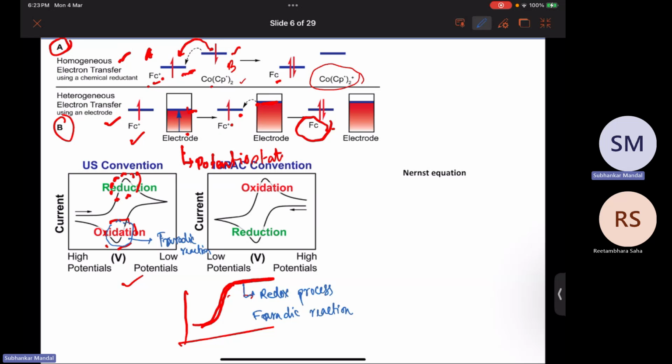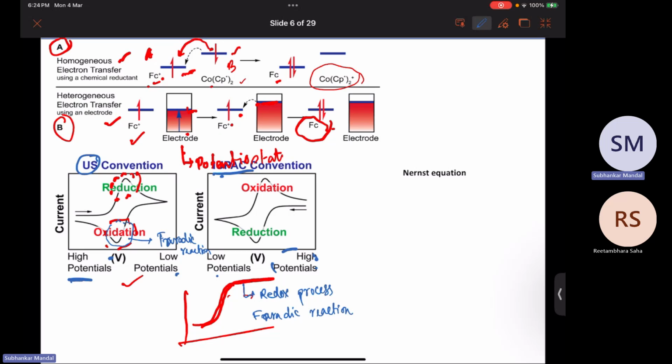Okay, so this presentation of cyclic voltammetry is presented in two conventions. One is US convention, other one is IUPAC convention. What is the difference between IUPAC and US convention? Both cases are representing the same thing only, but the convention is that you can see the potential on the x-axis. In the US convention, your lower potential is on the right side and the high potential on the left side. On the other hand, in IUPAC convention, your high potential is the right side and low potential on the left side. So people usually nowadays prefer to present the data in IUPAC convention.